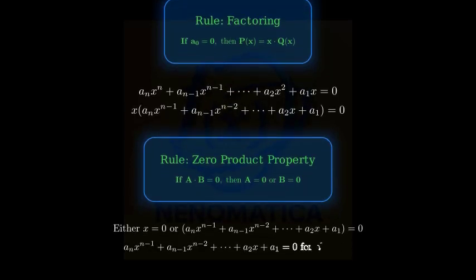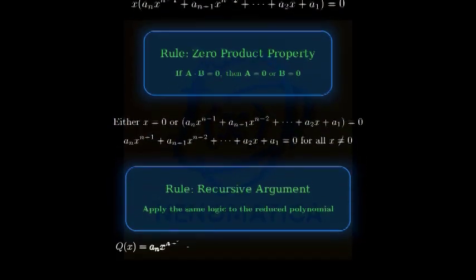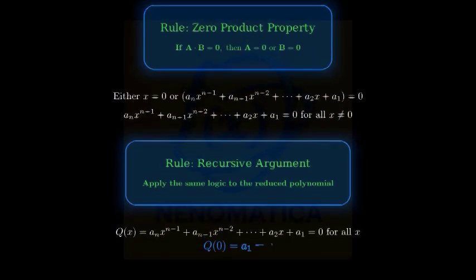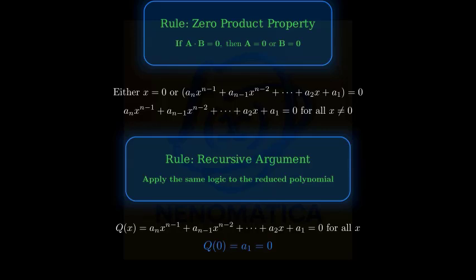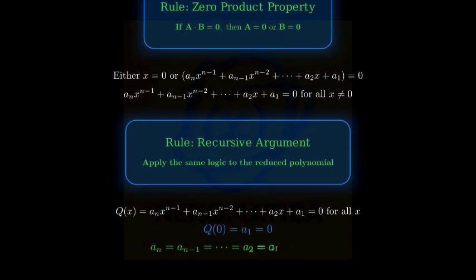That is, a sub n times x to the n minus 1 plus ... plus a sub 2 times x plus a sub 1 equals 0 for all non-zero x. But since a polynomial that equals 0 for all non-zero values must also equal 0 for all values by the principle of polynomial continuity, we now have a new polynomial of degree n minus 1 that is identically 0. By repeating our earlier argument with this new polynomial, we find that a sub 1 must also equal 0. Continuing this process, we can conclude that all coefficients a sub n minus 1, a sub 2, a sub 1, and a sub 0 must be 0.